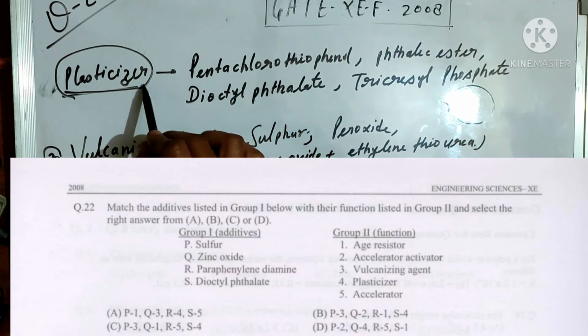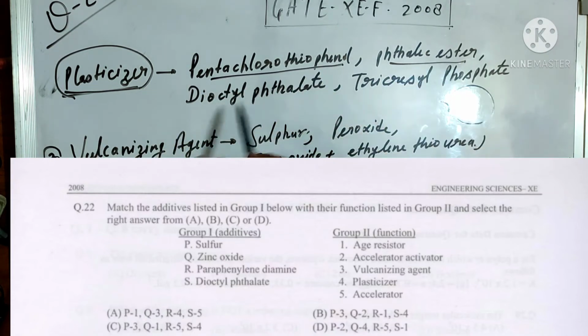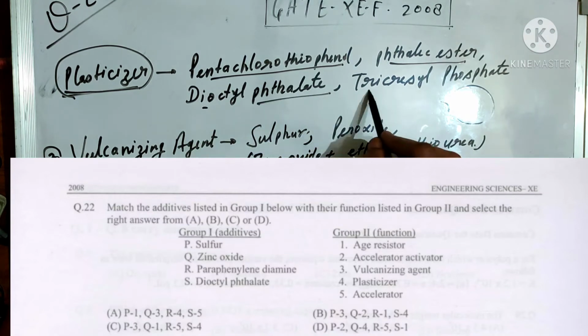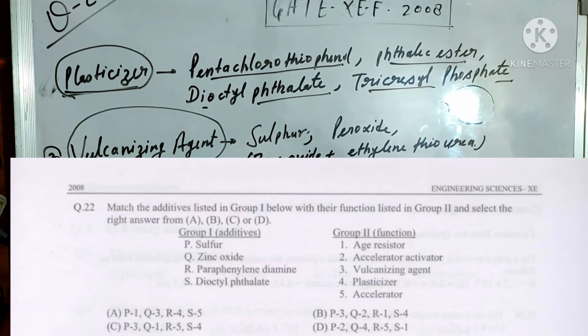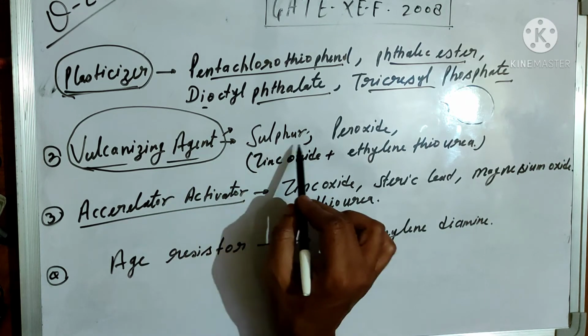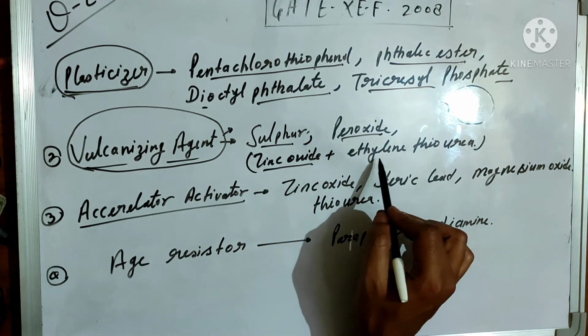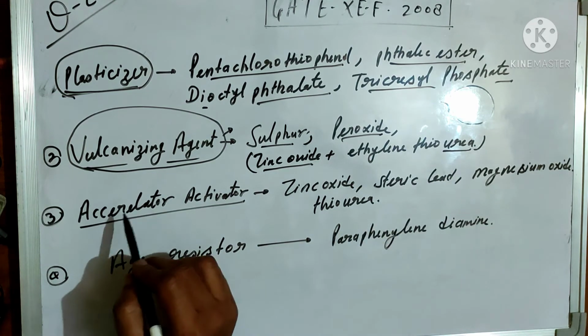Plasticizer is used to increase the flexibility of the polymer. Some examples of plasticizers are pentachlorothiophenol, phthalic ester, dioctyl phthalate, tricresyl phosphate. Vulcanizing agent is used for cross-linking in the polymer. Some examples of vulcanizing agents: sulfur, peroxide, zinc oxide plus ethylene thiourea.